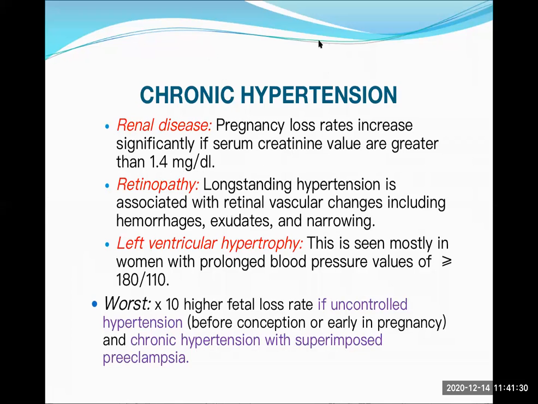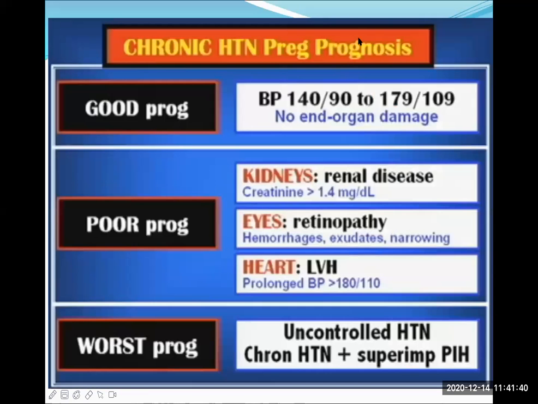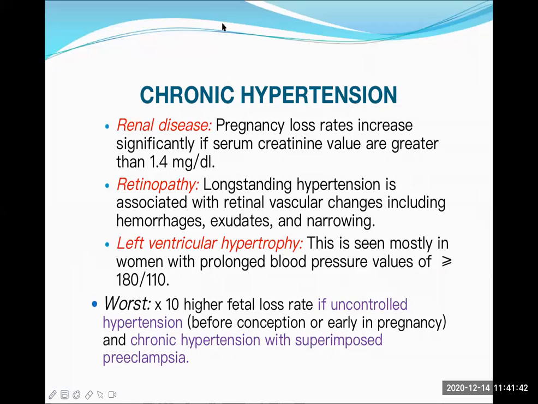Let's move on. Another is retinopathy. Long-standing hypertension is associated with retinal damage, including hemorrhage, exudate, and narrowing of the vision. We'll talk about that. Now, see here, the retina is the innermost layer of the eyeball. Our eyeball has three coats or three layers. The outermost layer is called sclera along with cornea. The middle one is called uvea or uveal tract, and the innermost is called retina.